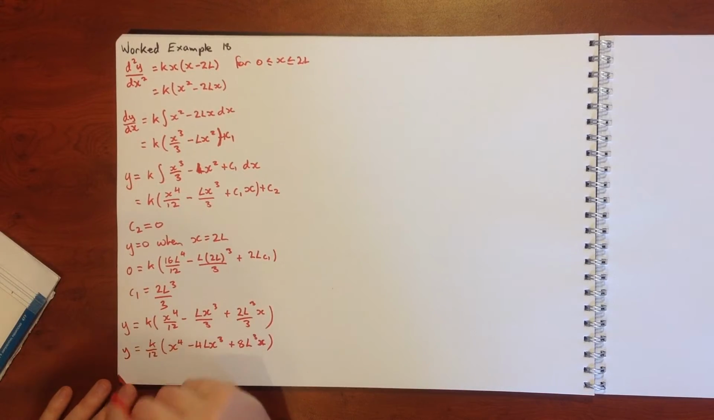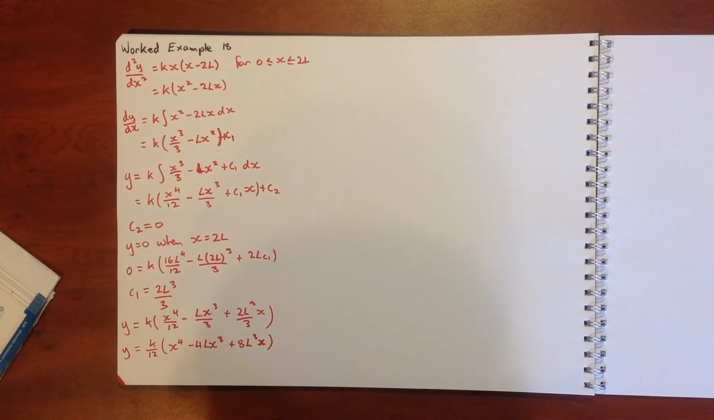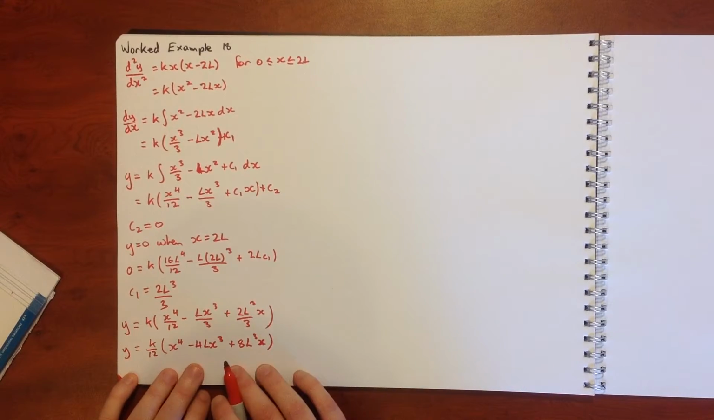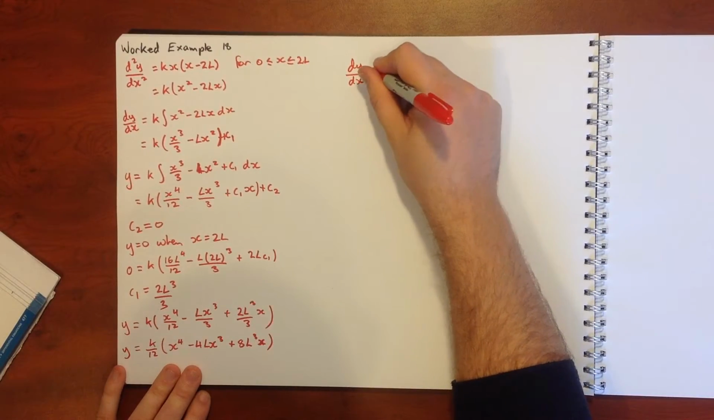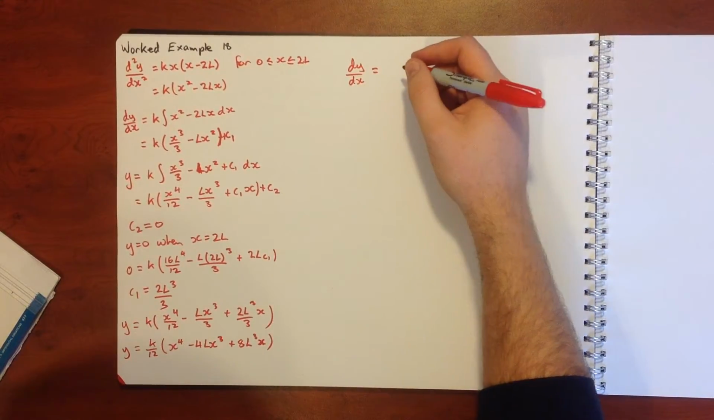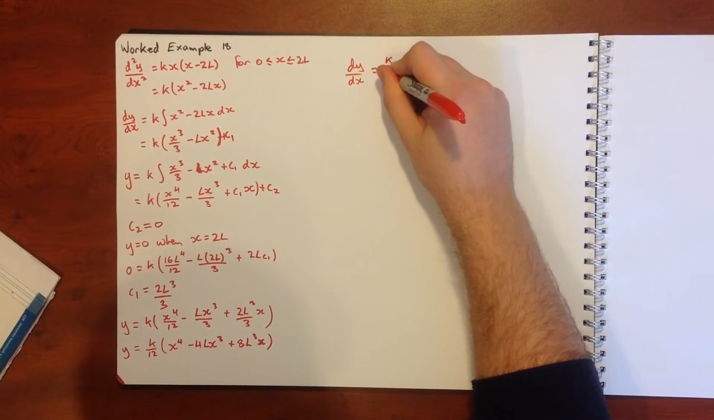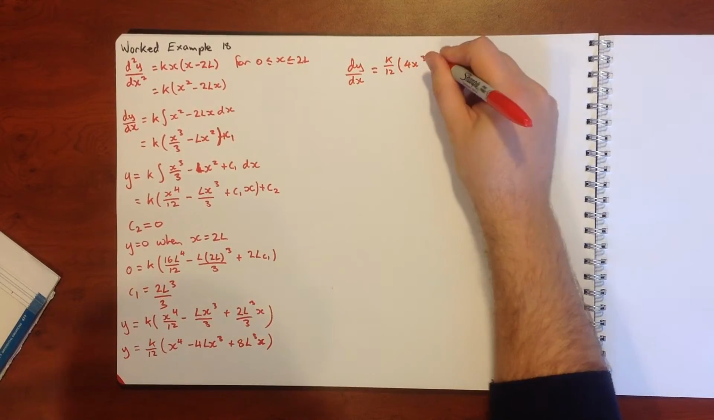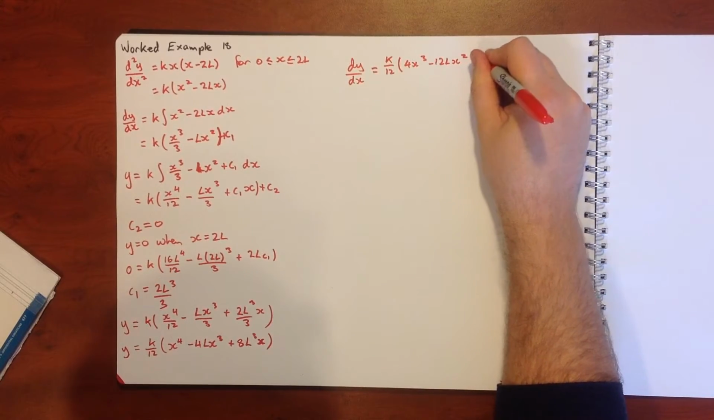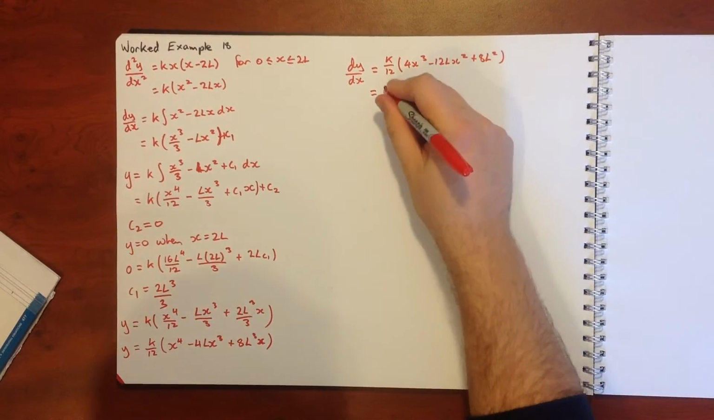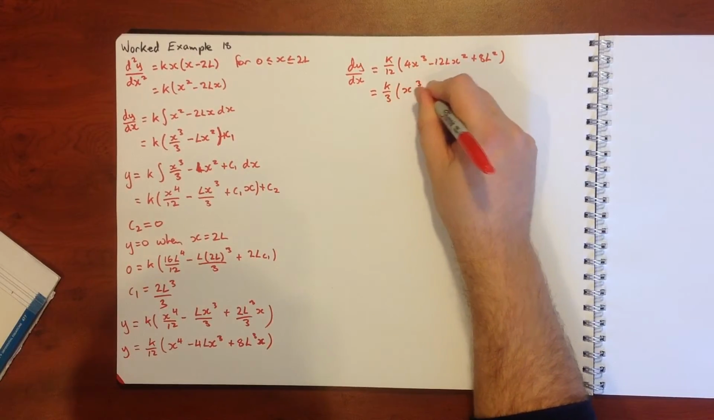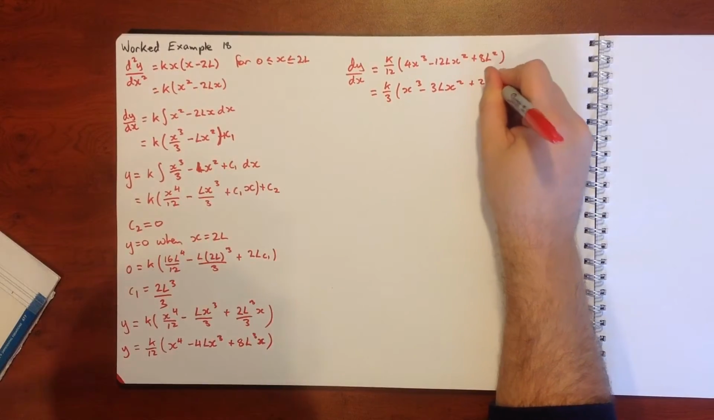Okay, so that's our equation for y now. But what we also need to answer was to find the deflection in y in terms of x and show that the maximum deflection occurs in the middle of the beam. So what we need to do now is find our first derivative of this, dy dx, which is k on 12 outside of 4x cubed minus 12Lx squared plus 8L cubed. We've got a 4 in everything here, so we can simplify this and make it k on 3 outside of x cubed minus 3Lx squared plus 2L cubed.